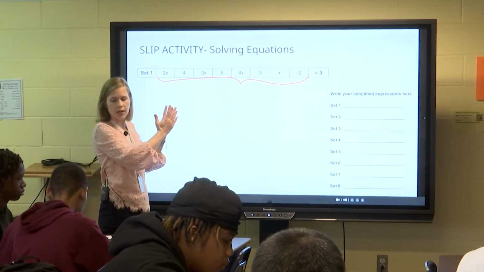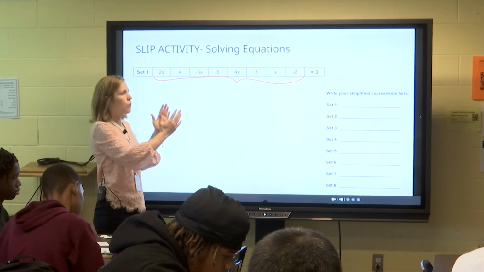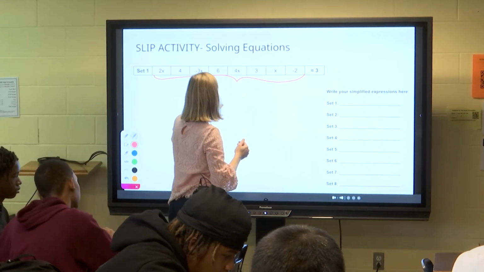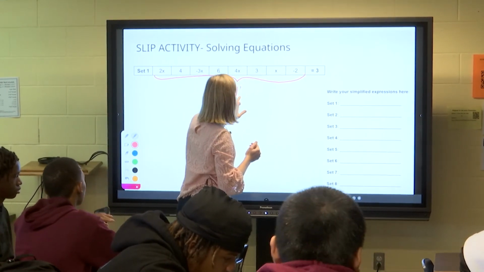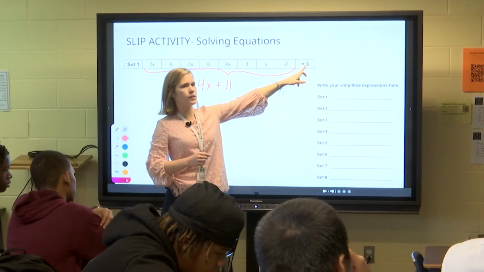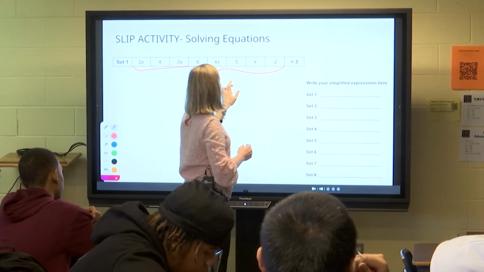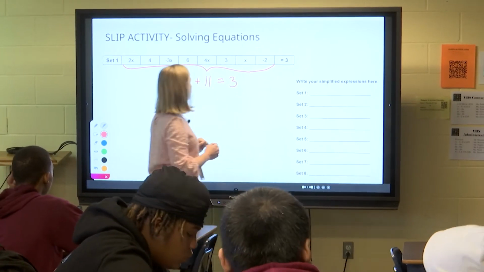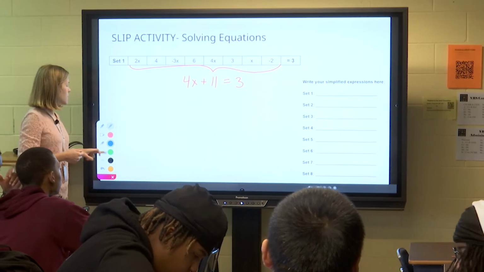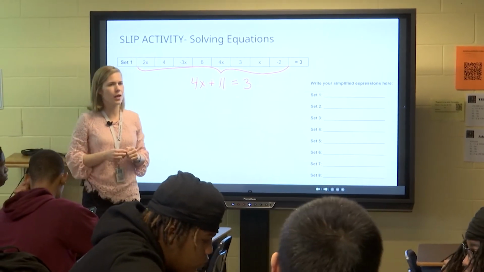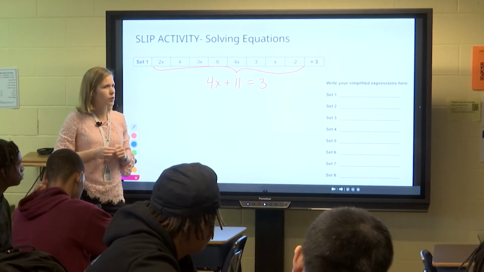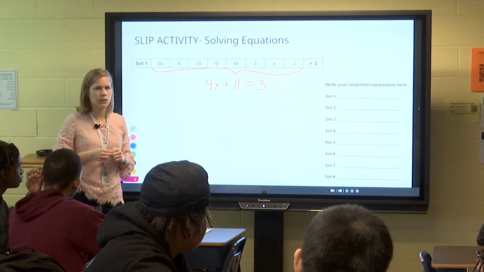When we simplified it, look at set 1 for your answer sheet. Right? What did all of that combine to be? It became 4x plus 11, yeah. But now the only new thing that I'm throwing at you is it's not just an expression anymore. All of that is going to be equal to 3. Okay, this is the first time this year that you've seen an equation coming at you, so I wanted to review a little bit. How do we solve equations?